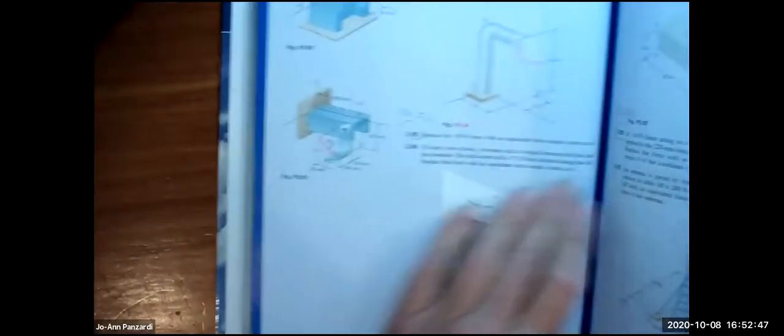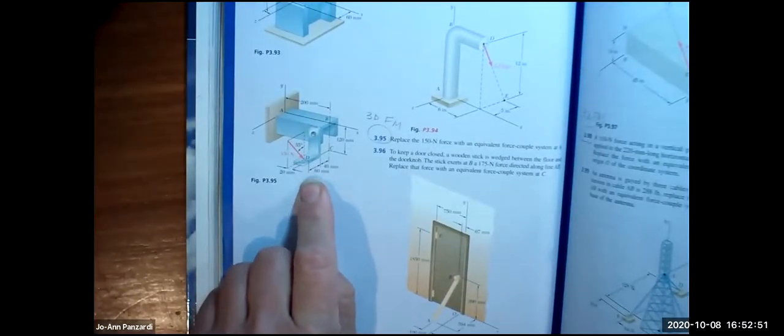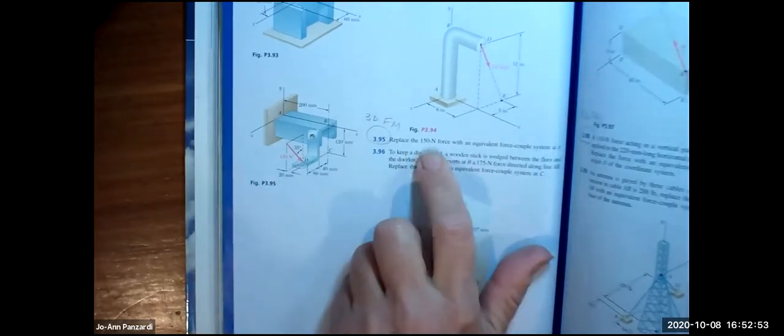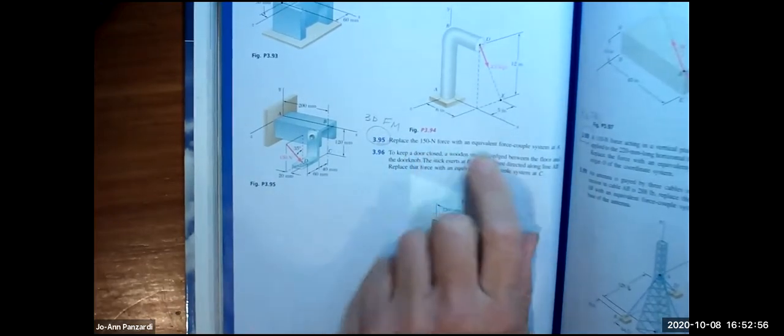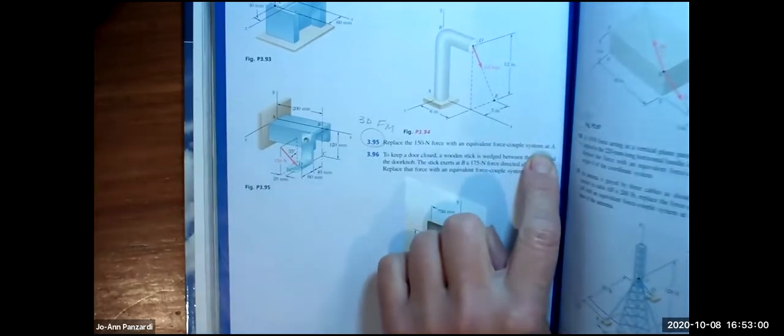Another problem is this picture right here. It says replace the 150 Newton force with an equivalent force couple system at A. Jack, what kind of problem is it? I believe force couple in their terminology is the force moment. Right, great, thank you.